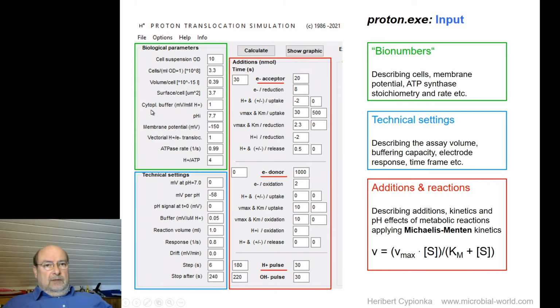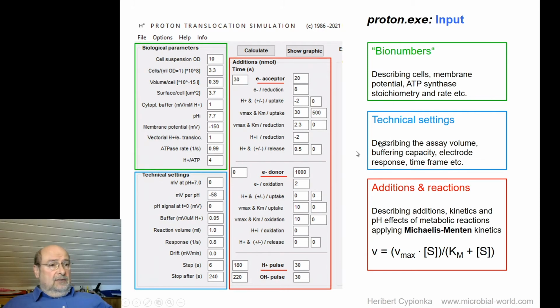Quite important is the buffering capacity of the cytoplasm. This is very big. What is the intracellular pH? What is the membrane potential? Yeah, and how many protons does the ATP synthase require per ATP? And how fast is it? And what is the proton translocation system, the electron transport chain, doing? How many protons are there translocated when one electron is going along the respiratory chain? Okay, you can play with these numbers and see what would be the outcome for the pH curves.